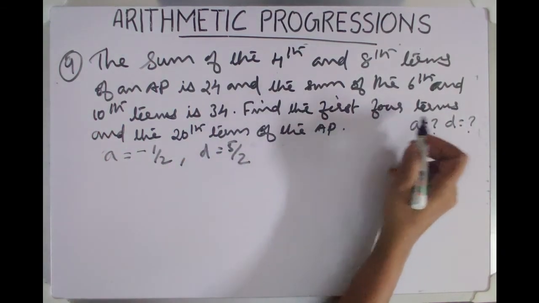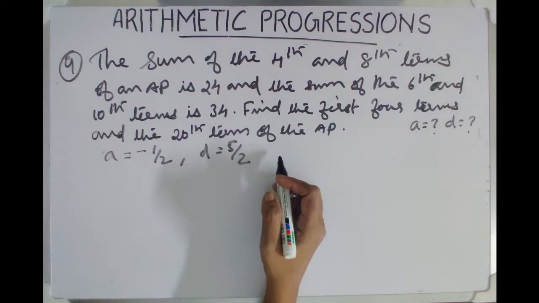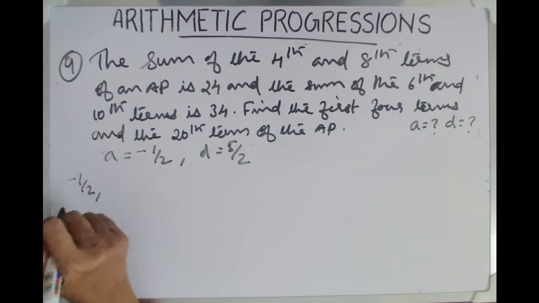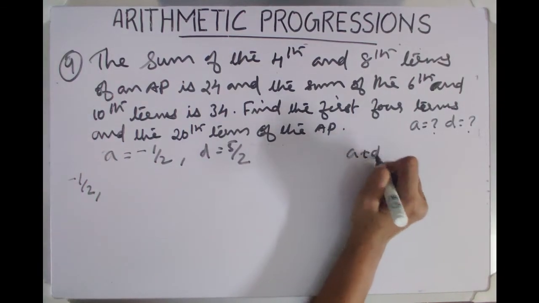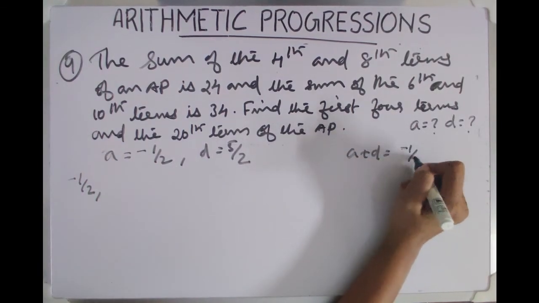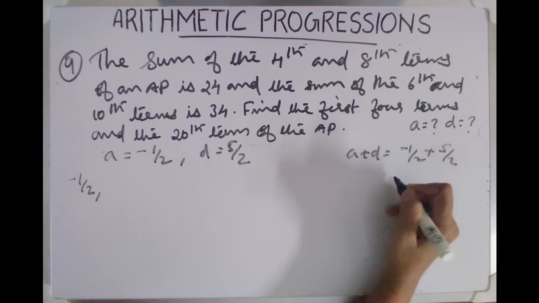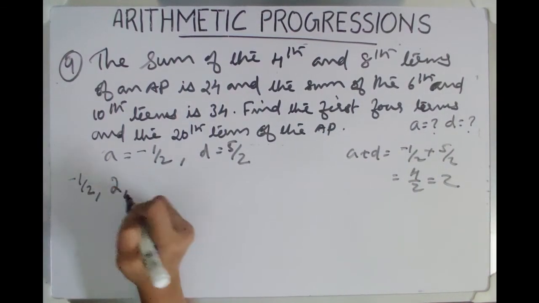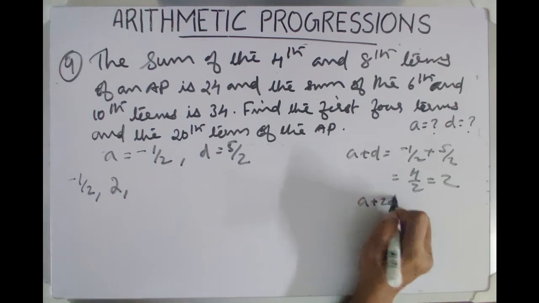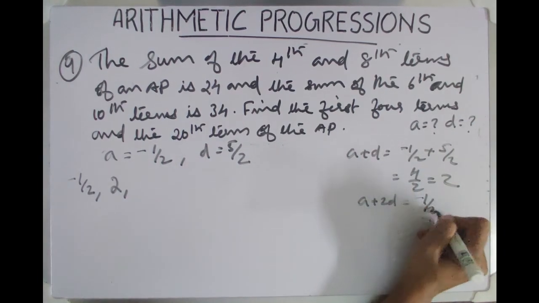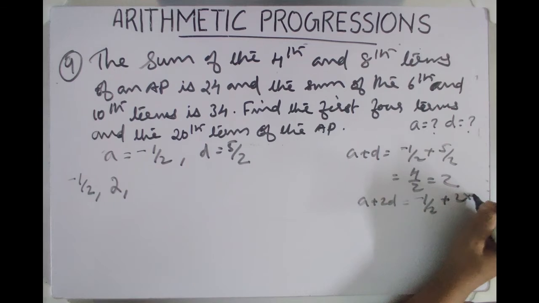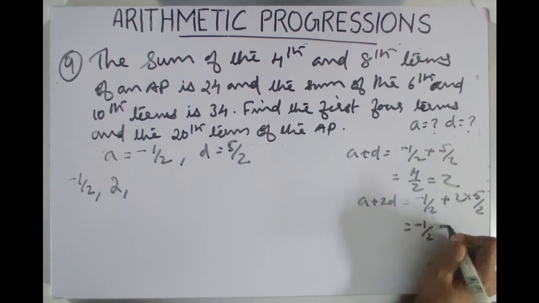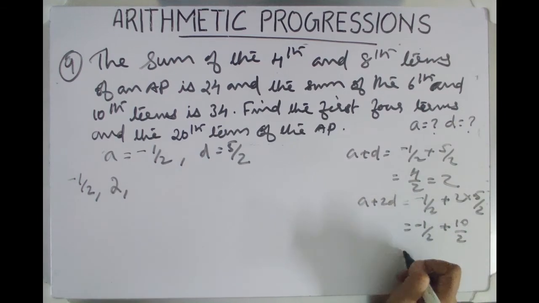So we can find the first 4 terms of this AP. The first term is A, that is minus 1 by 2. The next term is A plus D, that is equal to minus 1 by 2 plus 5 by 2, that is equal to 4 by 2, equal to 2. We can write here 2. The next term is A plus 2D, that is equal to minus 1 by 2 plus 2 into 5 by 2, that is equal to minus 1 by 2 plus 10 by 2.